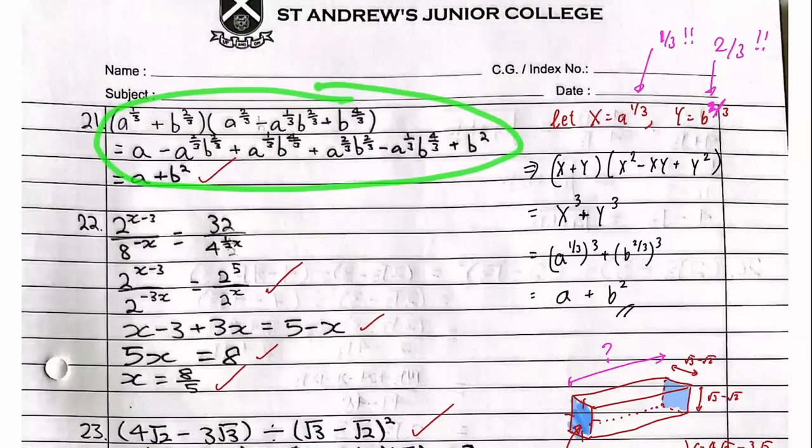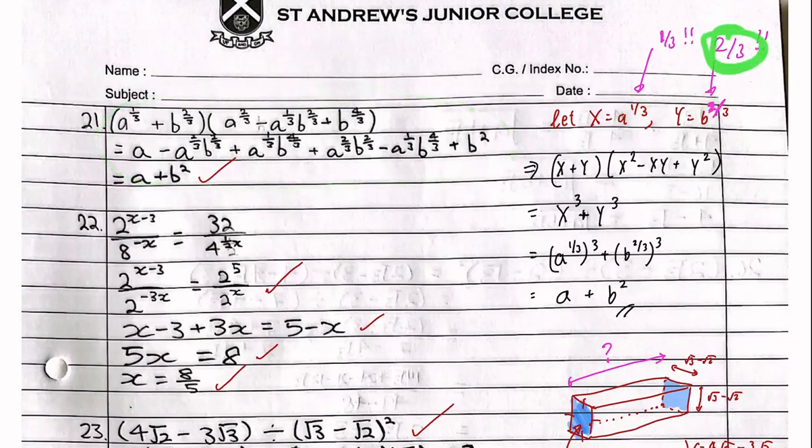Question 21. You have x equals to, I let x equal to a power 1/3. B this time I let it be equal to b power 2/3, not 1/3. Reason being, I saw that there's a 4/3 here, which is really just 2/3 squared. B power 2/3 squared. So 2/3 times 2 is 4/3. And I also saw that there's a 1/3 here, then it jumped to 2/3. So it's 1/3 squared. A power 1/3 squared.